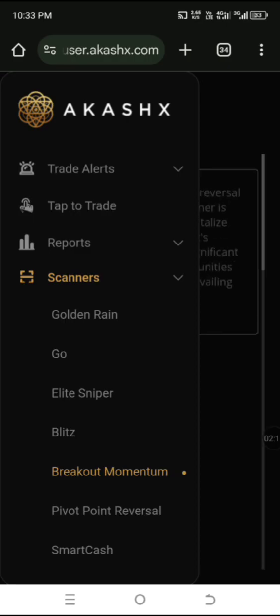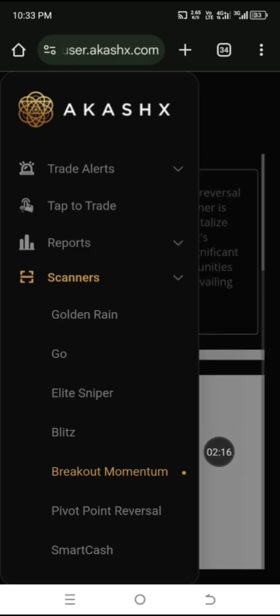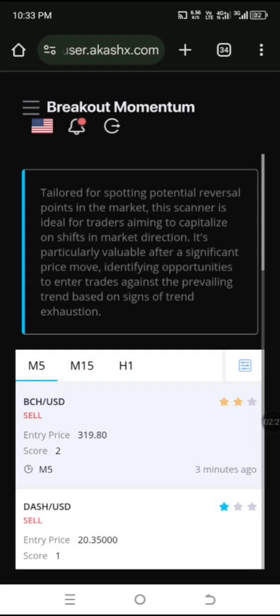Now when you click on it, leave it. This is how it's going to be. So you just click here or tap here on this white space to get rid of the menu. So I tap there. Now you have your scanner.